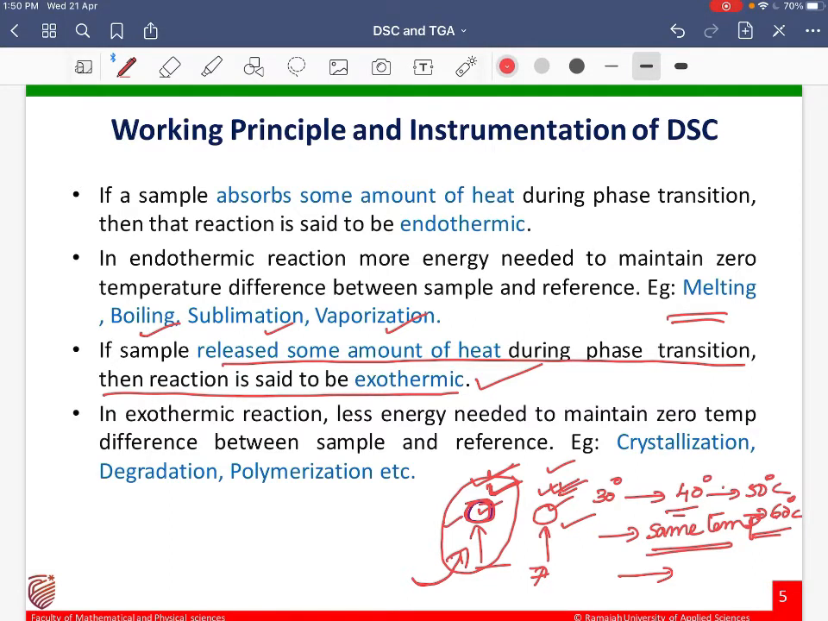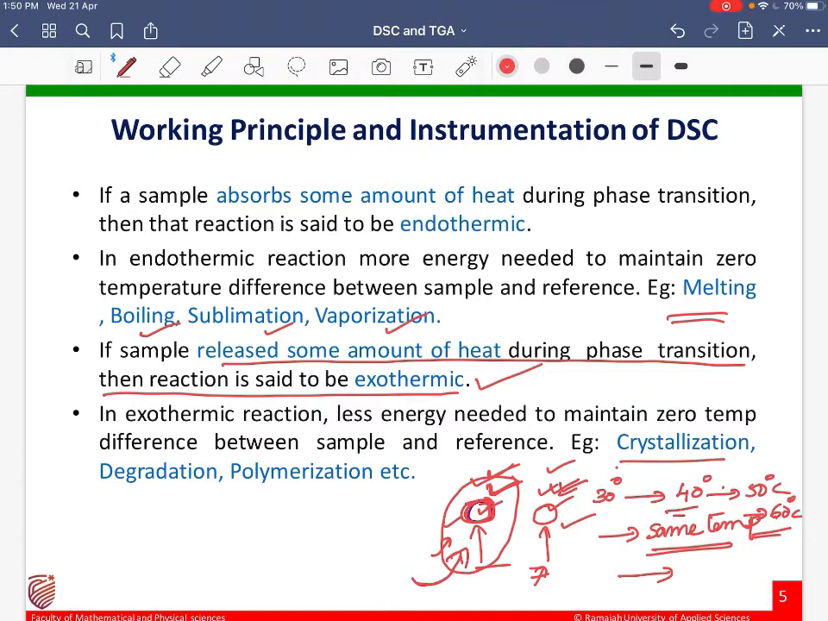or more temperature compared to the reference if it runs normally, but we have to maintain the temperature the same. So how will it be done? We know that we have to supply less heat to the sample to maintain the same temperature. So here also there is a heat flow change that will be measured. Here the heat flow change will be with respect to the exothermic reaction.